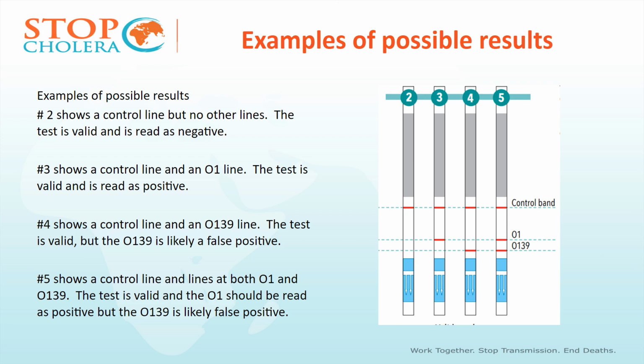This slide shows some examples of possible valid tests that we have observed. The most common are examples 2 and 3, which can be read clearly as either negative or positive for V. cholerae O1. Examples 4 and 5 are more confusing because a line is seen for O139, but in our experience, lines for O139 are always falsely positive. Example 4 can be read as negative, but example 5 shows lines for both O1 and O139. In this case, the test should be read as positive, but will need to be confirmed with a confirmatory test.